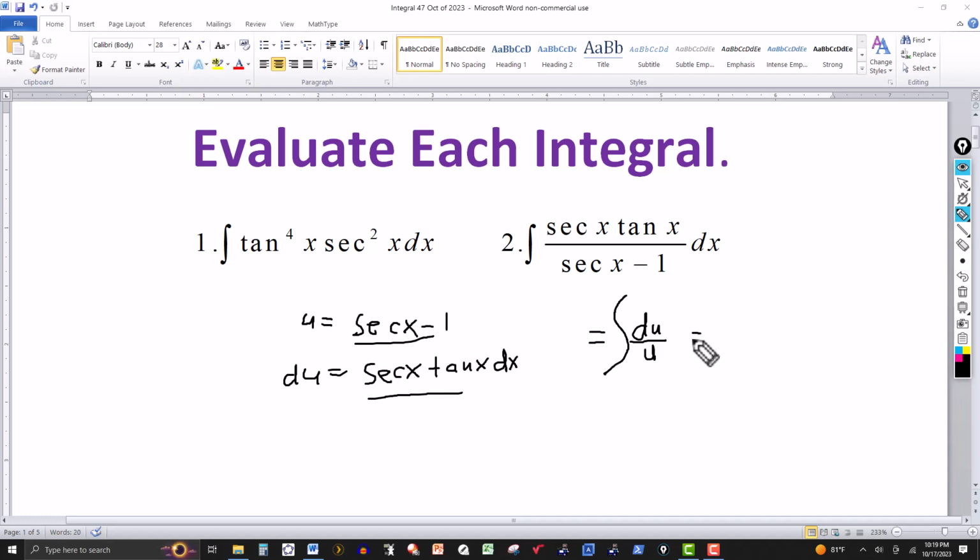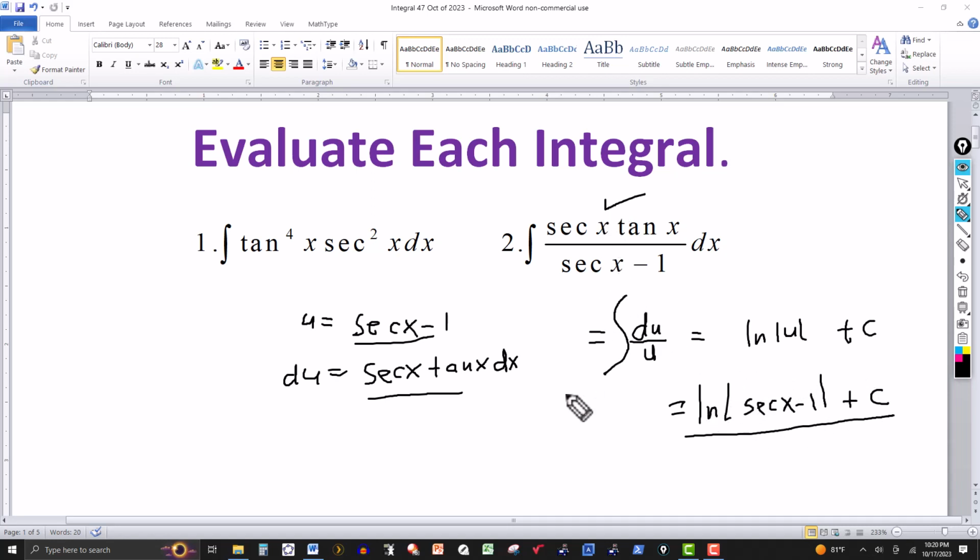So then this is equal to the integral of du over u, which is natural log of absolute u. And now I'm taking the integral, so I don't need this. So natural log of absolute u plus the constant of integration. And then we just go back to the original variable: ln of the absolute value of secant of x minus 1, plus c. Final answer.